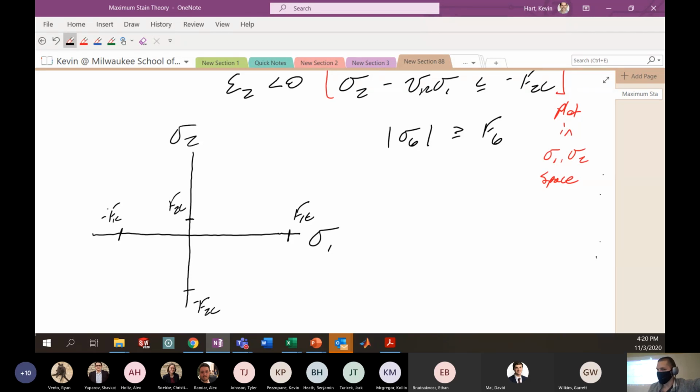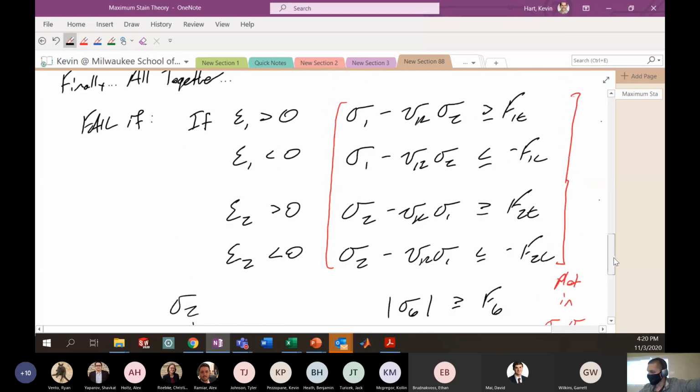All right, so let's plot some of these equations. The first one I want to plot is the first one on the list, this general equation, sigma 1 minus nu 1,2 sigma 2 equal to F1T. If you want to think about writing this in slope-intercept form, your x variable is sigma 1. You could rearrange this by dividing everything by nu 1,2 and solving for sigma 2. You could do something like that.